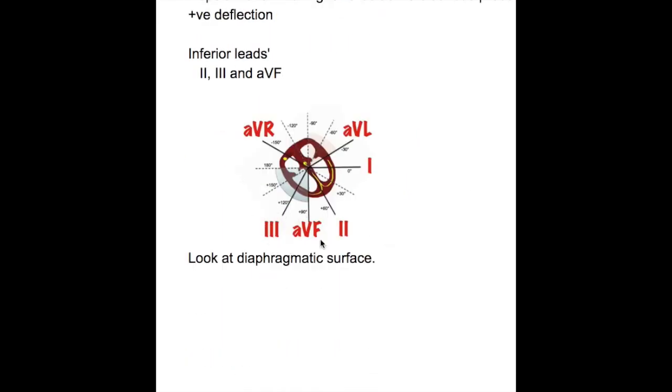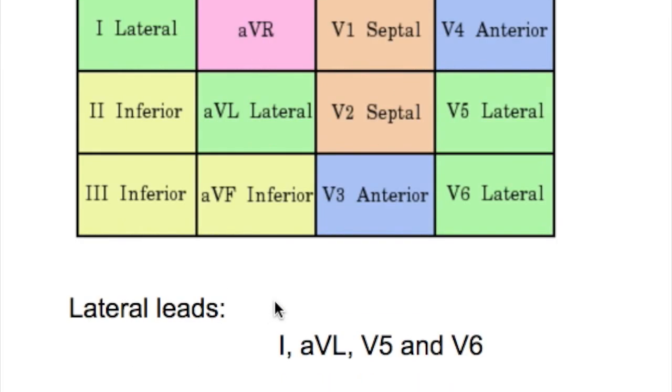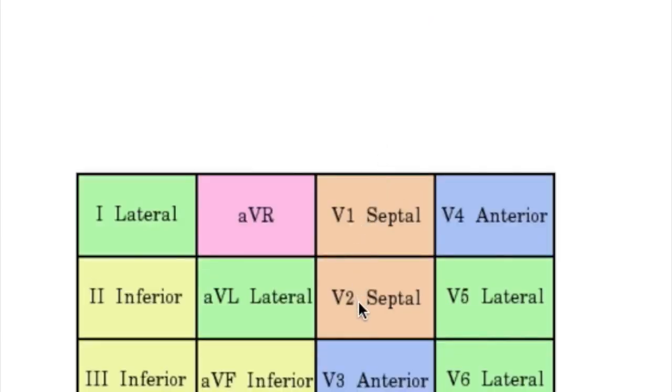So here are the three inferior leads, lead 2, 3 and AVF. So what are the lateral leads? They are lead 1, AVL and chest leads V5 and V6. And the inferior leads are 2, 3 and AVF, and they reflect the diaphragmatic surface of the heart. The septal leads are chest leads 1 and 2, and the anterior leads are chest leads 3 and 4.